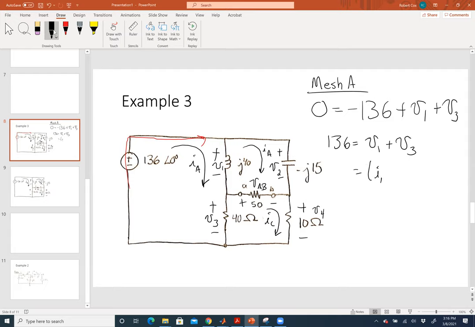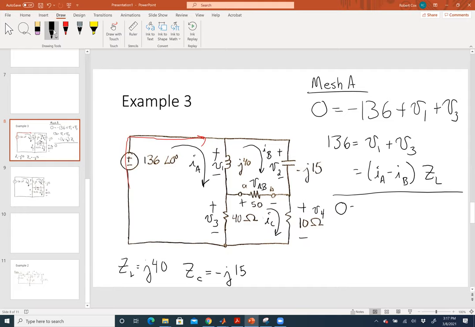So IA, and then it looks like IB comes out. I mislabeled this one over here. I called this IA as well. Okay. IA minus IB times ZL, where I'm going to say ZL is J40. And I'm going to say Z sub C is minus J15. Okay. All right. So that's pretty straightforward. All right. Then what do I do for mesh B?